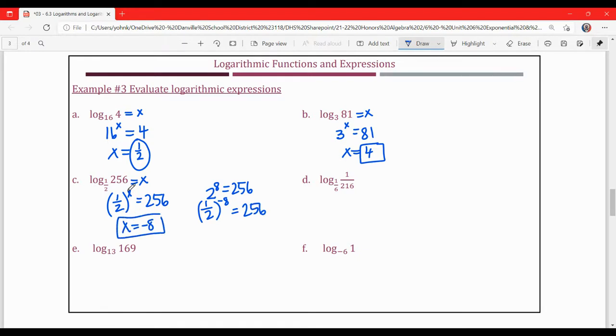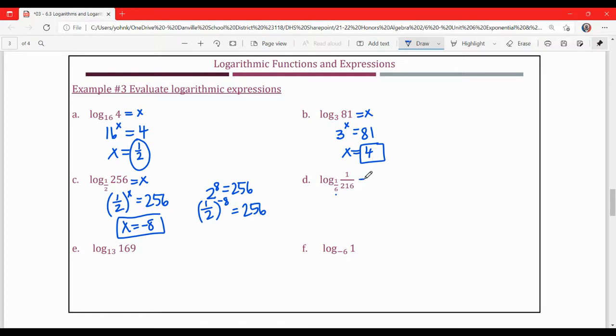So notice that if it goes from a fraction to a whole number, there was a negative power involved. If it goes from a big number to a small number, you have a fraction involved. A small number to a big number, you have a regular value involved. And this one is kind of funky.